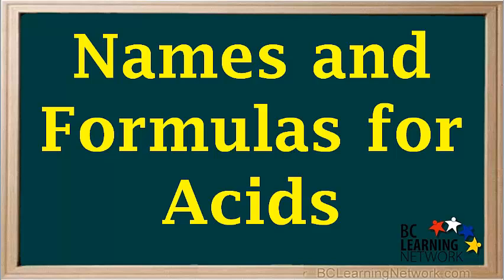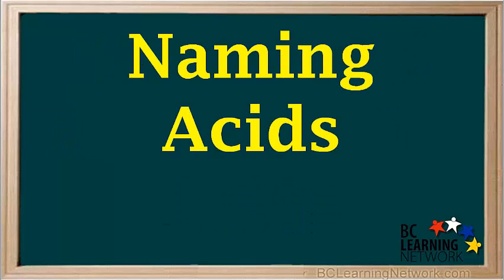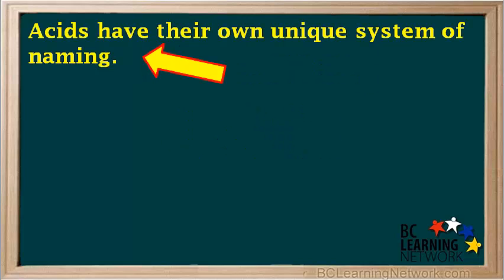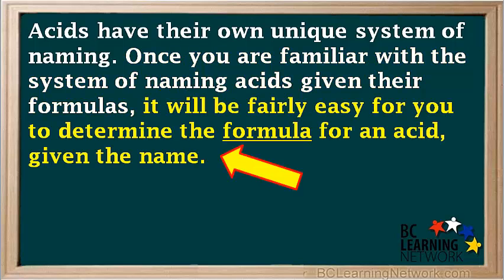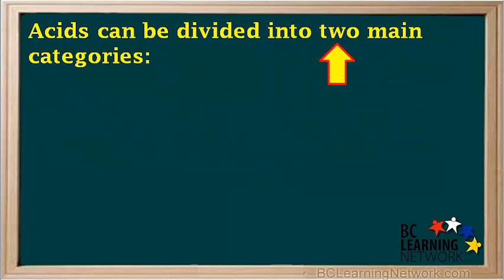In this video, we'll go over the process of naming an acid given the formula and writing the formula for an acid given the name. We'll start with the process of naming an acid given its formula. Acids have their own unique system of naming, which is different than that of other compounds. Once you are familiar with the system of naming acids given their formulas, it will be fairly easy for you to determine the formula of an acid given the name.